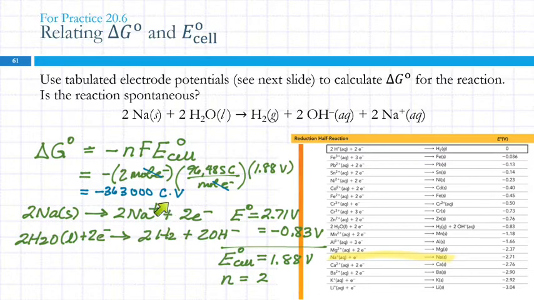So volt is joules per coulomb, and so if we write joules per coulomb in there, the coulombs cancel out and we get joules. And so this would be negative 363 kilojoules for our free energy change. Is that spontaneous? Yes, it's negative, so it's spontaneous.